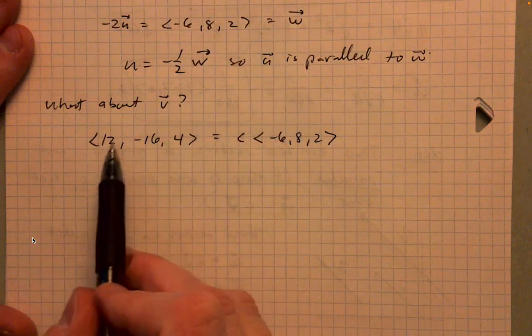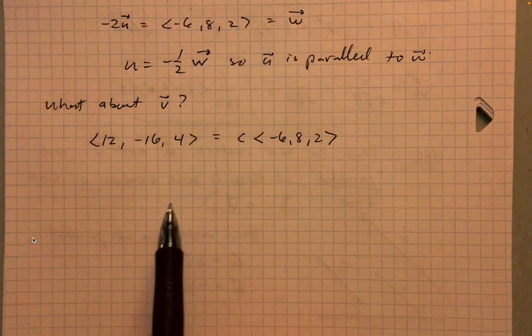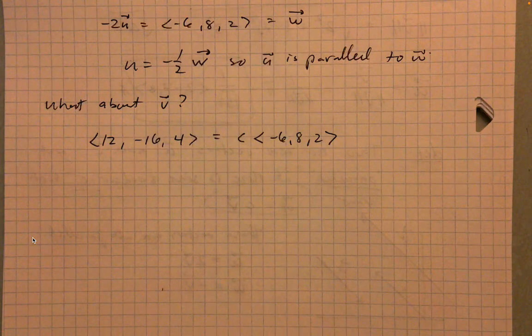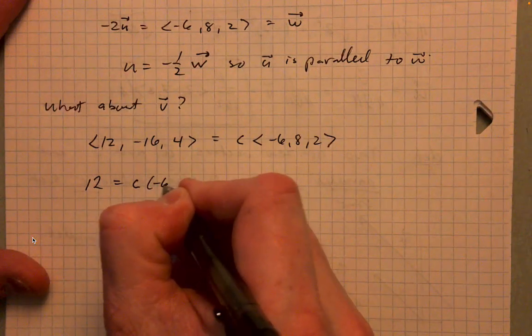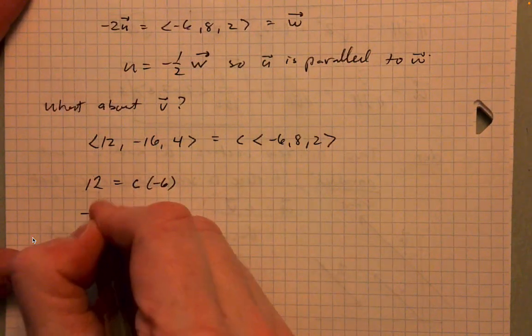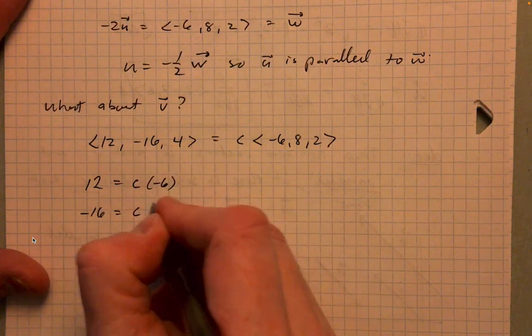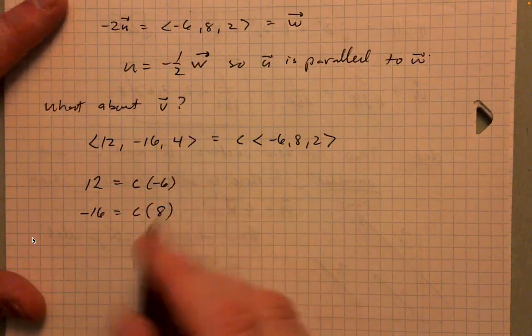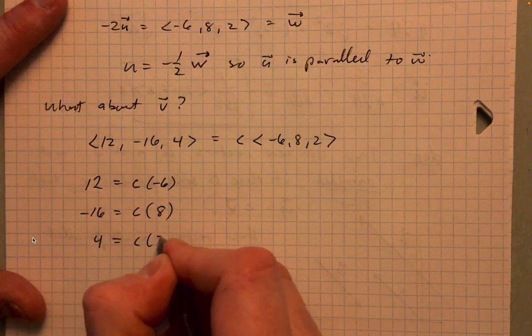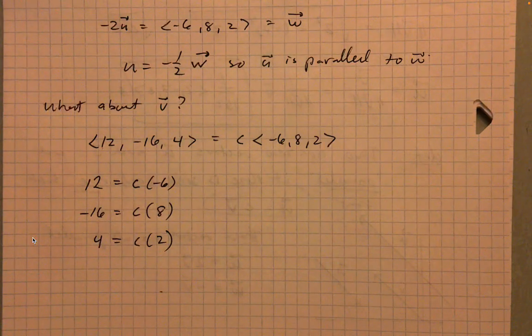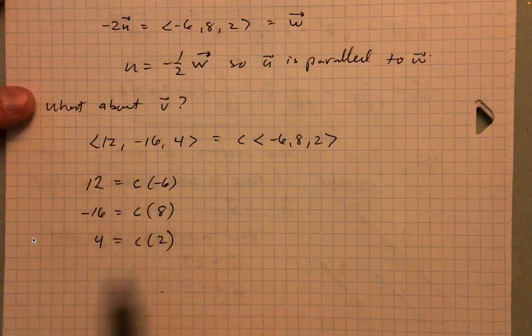So what we can do is set up a system of equations, and I'm assuming nobody's had linear algebra, even though we haven't really talked much about systems of equations yet. But you could say 12 needs to equal c times -6, and -16 needs to equal c times 8, and 4 needs to equal c times 2. That's kind of what we need to have happen. There needs to be some c which makes all this work.